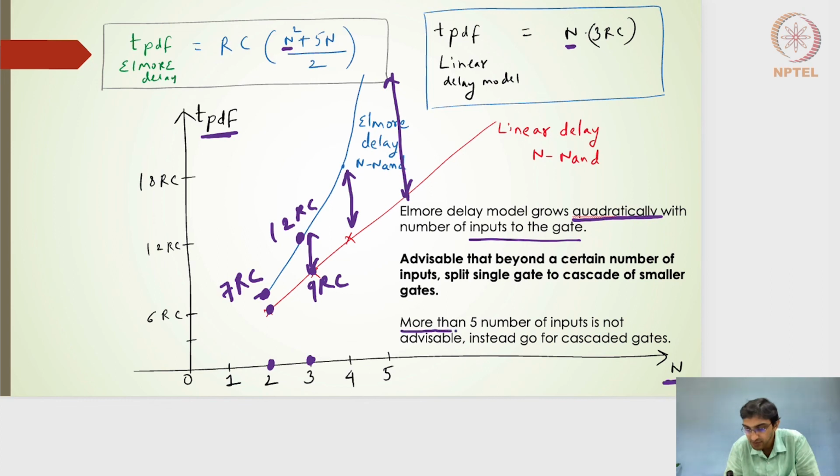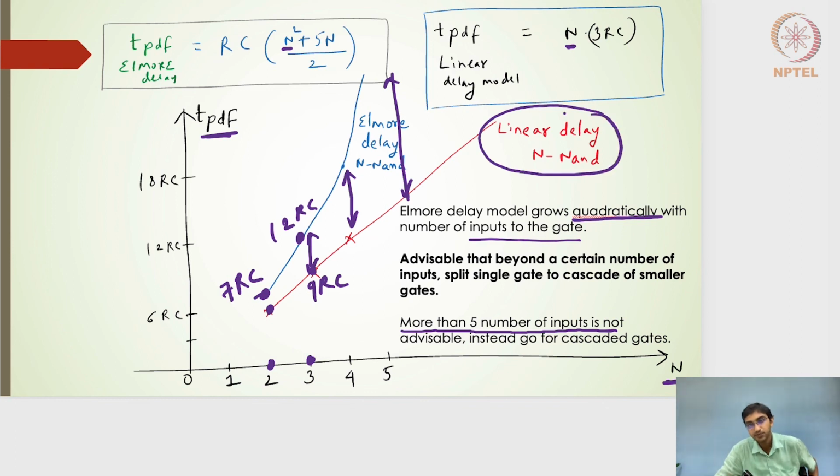What is advisable, as given in the textbook by Weste and Harris, is to design the circuit, if possible, until the number of inputs reaches 5. Beyond 5, if I use a 6-input NAND gate, the difference is very, very huge when doing a rough calculation by a linear delay model. The second thing is, if I consider the more appropriate model, the Elmore delay method, a 6-input NAND gate will be somewhere here, even beyond that. The delay is actually very, very high.